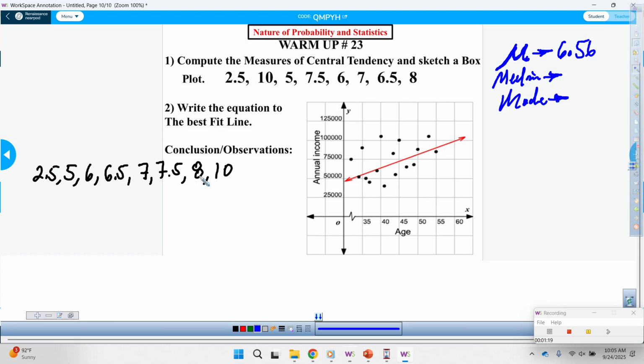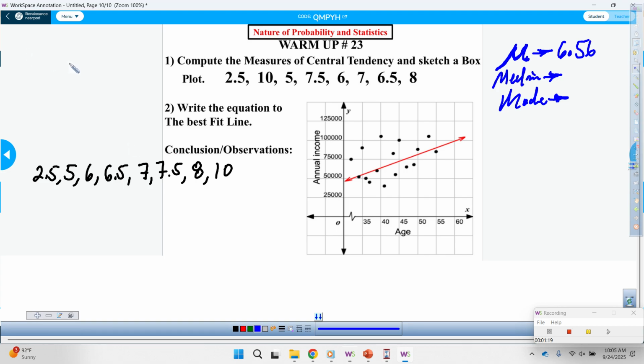Calculators calculate. 10 plus 8 plus 7.75 plus 7 plus 6.5 plus 6 plus 5 plus 2.5. What is that? First the sum. All right, who got the sum? Give me the sum. Let's go back to Nick. Sum of all these.